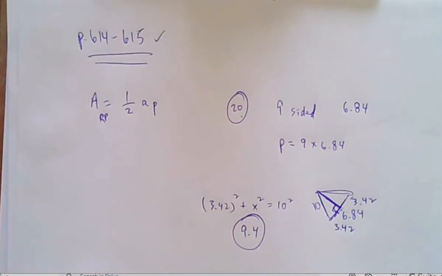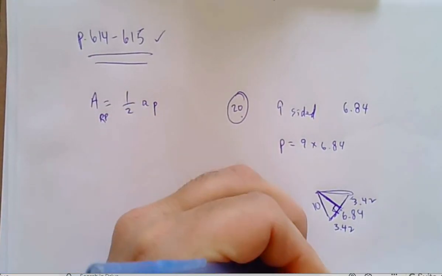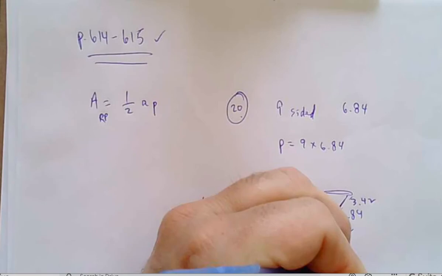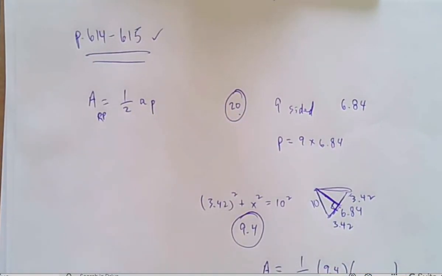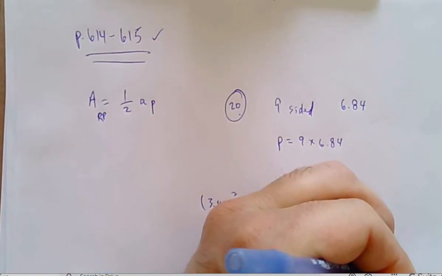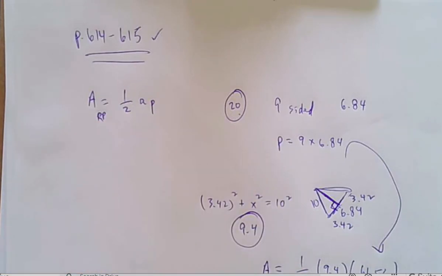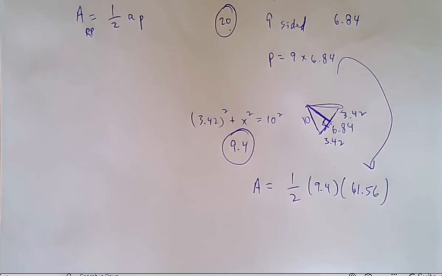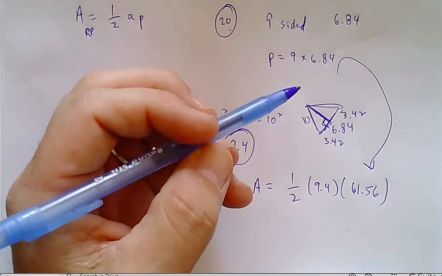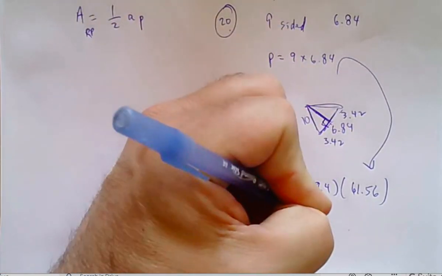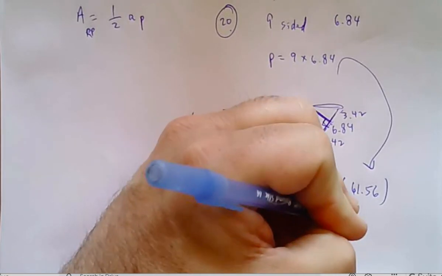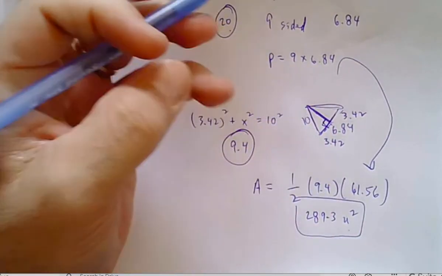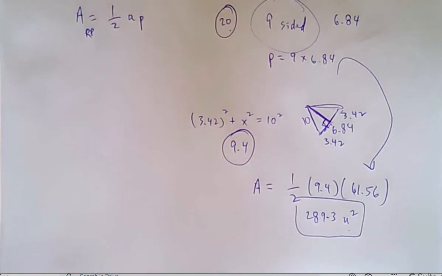And that's the answer. So now the area is 1/2 of 9.4 times 9 times 6.84, 61.56. Okay, and that's where you get the answer, about 289.3 square units. So a lot of you probably didn't get that one right. But I wouldn't give a quiz on a nonagon. I think that's a little bit unfair, okay?